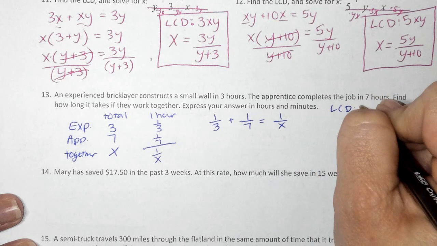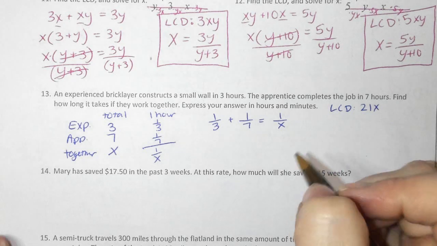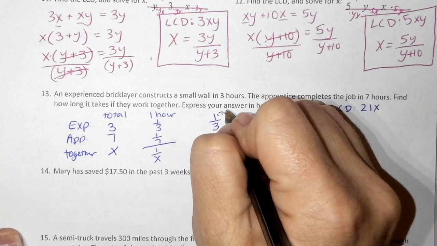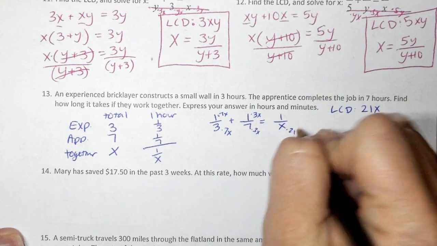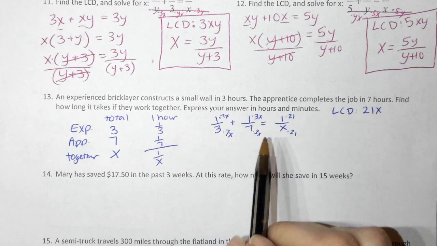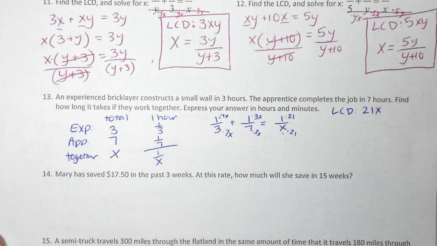My LCD is 21x here because 7 times 3 is 21. There is no other number that's smaller than that on this one, so you just multiply them together. So times 7x, times 3x, times 21. Now the biggest mistake people make here is they forget about this x. Since this guy has an x, this needs an x, this needs an x. So be careful with that.